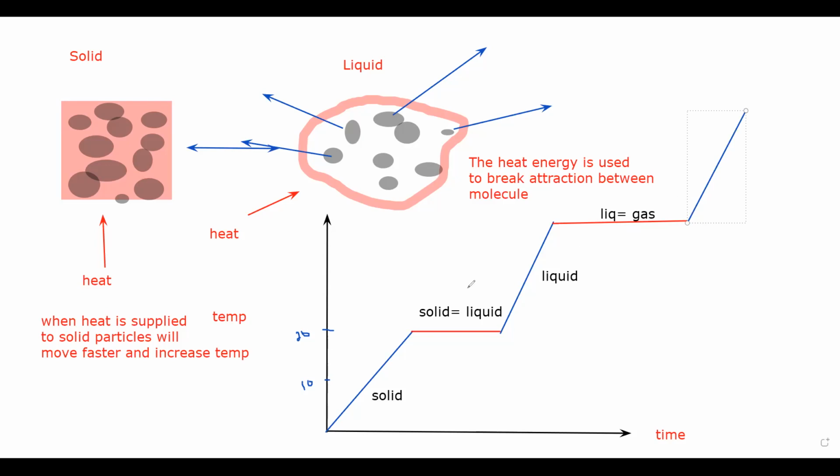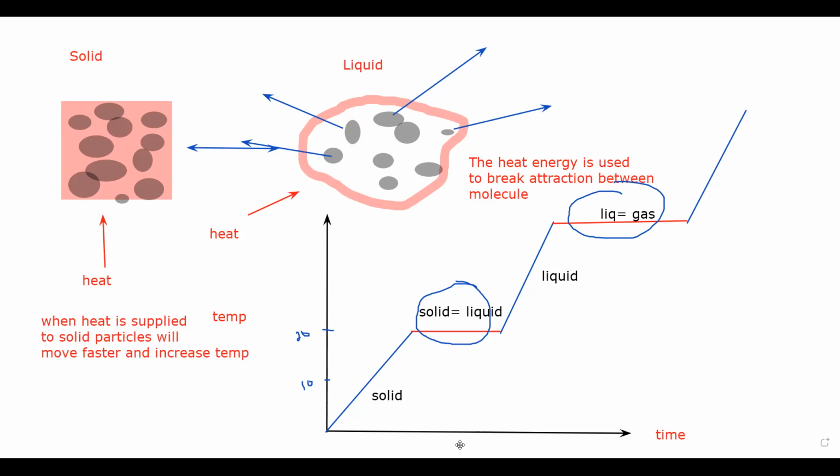So the region where the temperature is constant, or the temperature is not changing, means there is a change in state in that region. If the temperature is constant, it means either a solid is changing into liquid or a liquid is changing into gas. Is it clear? This is the heating curve.